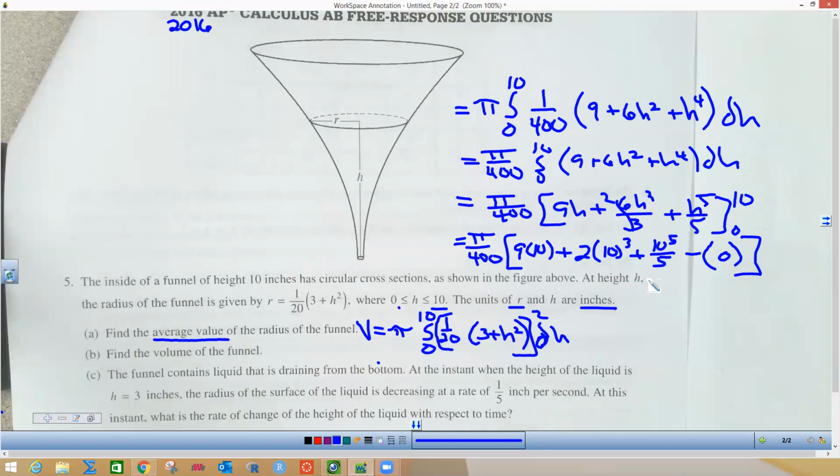Okay, so again, I worked this out earlier just to save some time. And you can leave this as your answer. And again, this is volume, right? So this is inches cubed.